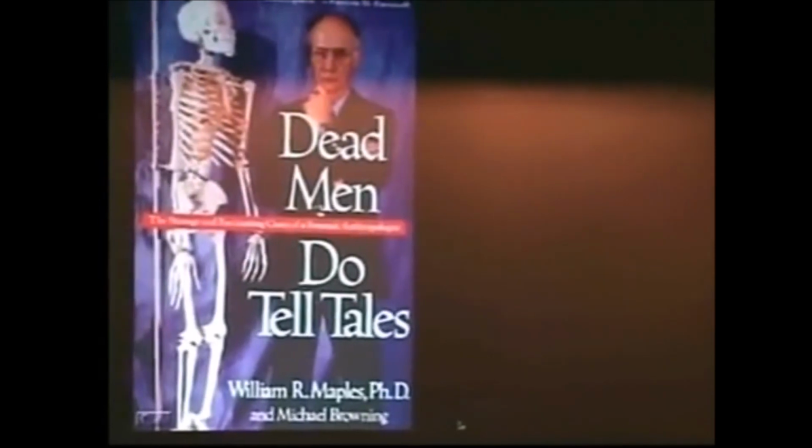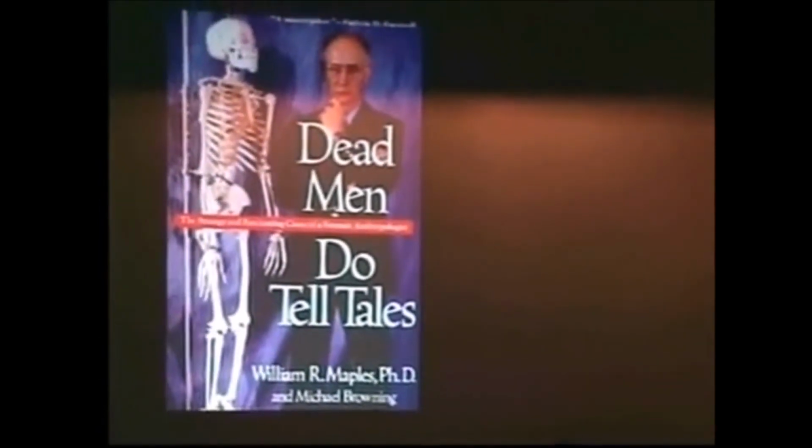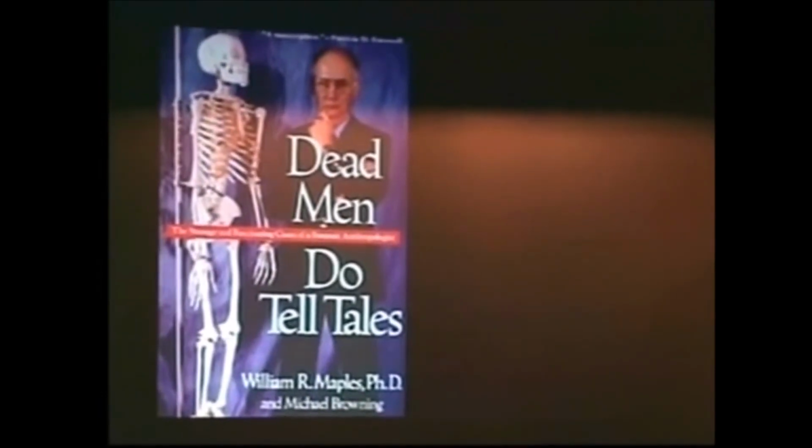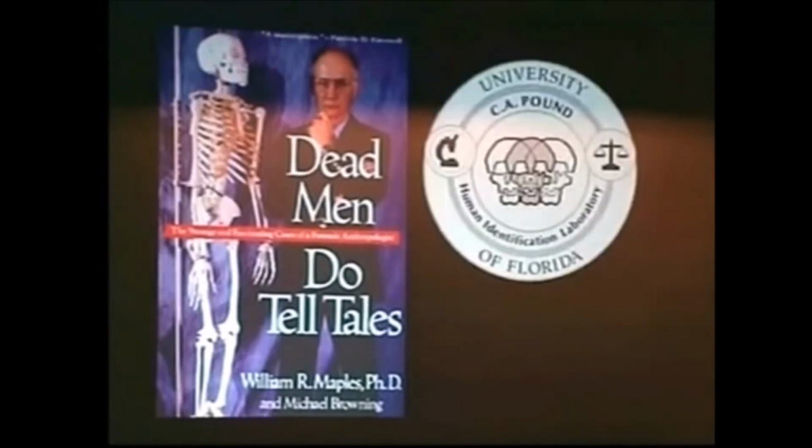That's just the assumption. We took the bones to William R. Maples, who's perhaps, or was perhaps, the leading forensic anthropologist in the world. He wrote the book Dead Men Do Tell Tales. He was famous for cracking the Bundy case. His lab was in charge of all the Vietnam remains. He was the one who identified Anastasia, her bones. Perhaps the most famous forensic anthropologist in the world. He established and ran until his death the C.A. Pound Human Identification Laboratory as a part of the University of Florida, part of the museum system there.